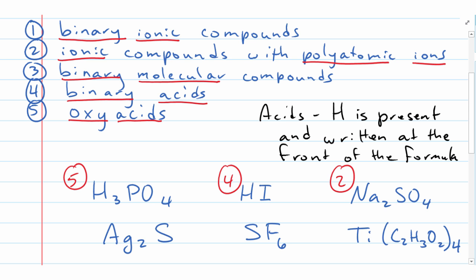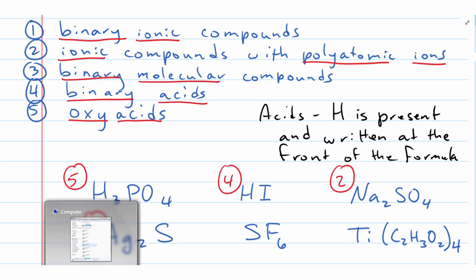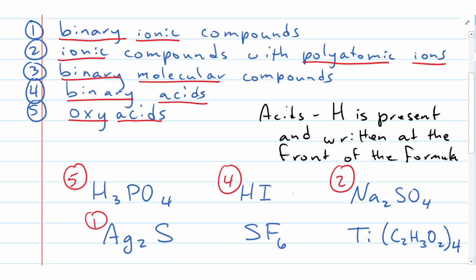Next one, Ag2S would be, that's a 1. I hear 1. Any others? It is 1. It's binary ionic. It has a metal bonded to a non-metal. SF6, is it 3? This one's a 3. It's a 3 because we have 2 elements, and it's a non-metal bonded to a non-metal.